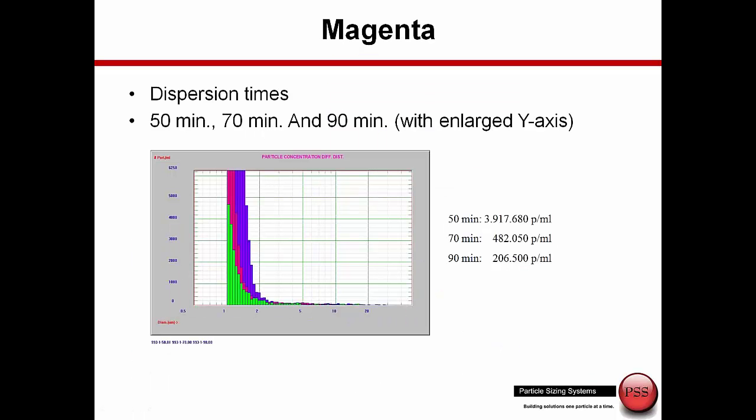The next result we see here is actually just for the Magenta ink used in an inkjet printer. And here we see the size distribution reduction as a function of dispersion time, going from 50 up to 90 minutes. You see here the total particle count, larger than 1 micron. And we can see the reduction in both tails and in the general size and concentration of particles as we go through this dispersion process.